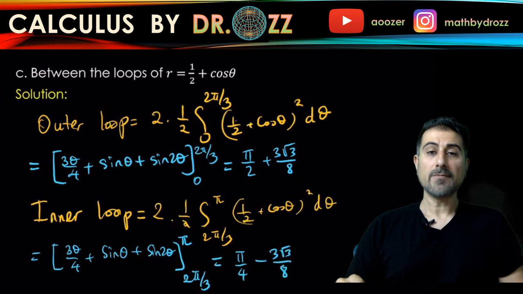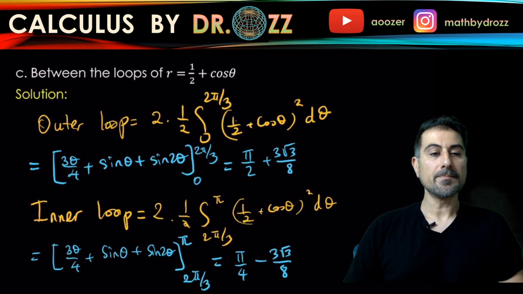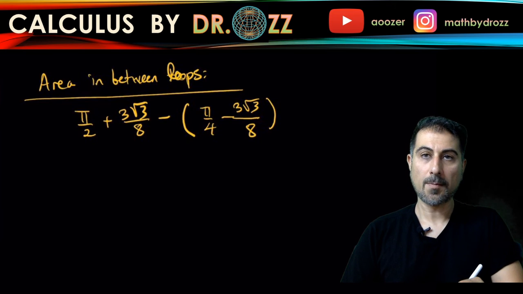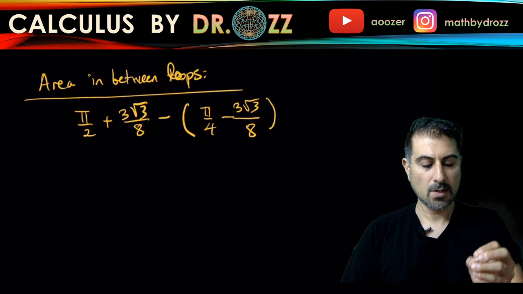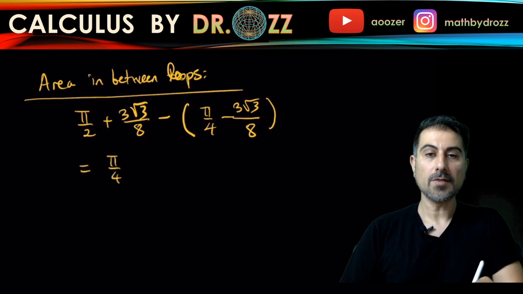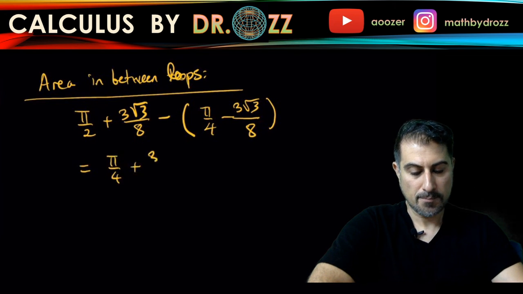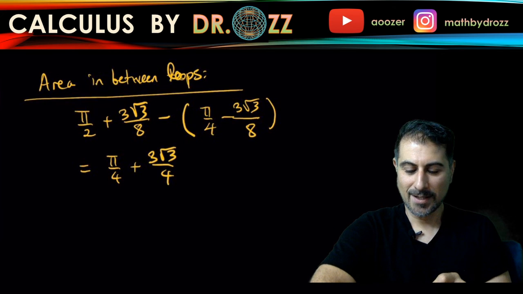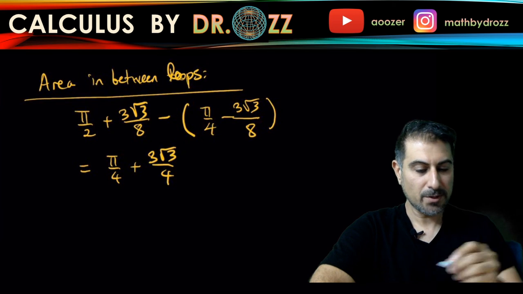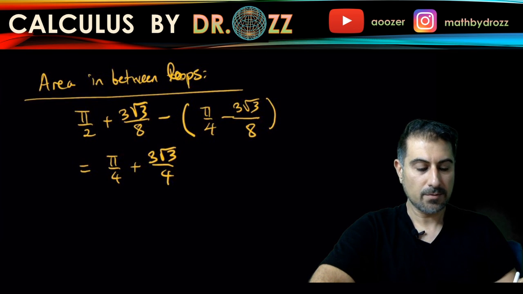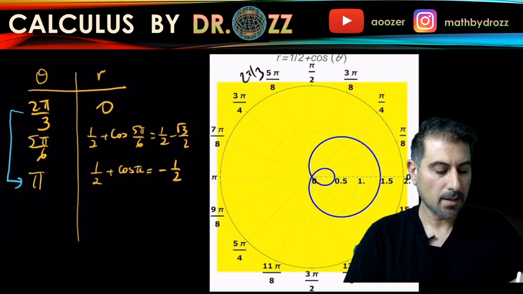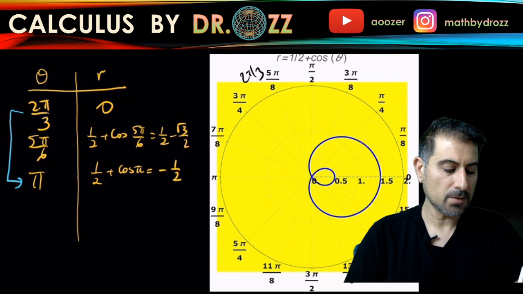And now I'm going to go ahead and find the area in between the loops by subtracting the bottom one from the top one. All right, so this takes you to pi over 4 plus 3 radical 3 divided by 4. Okay? Woohoo! So that was a long question, but we are now able to find the area in between the loops here, and we got all this sorted out.